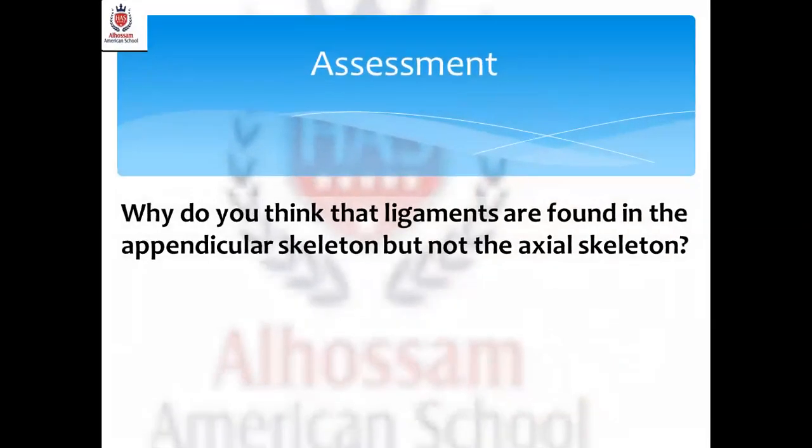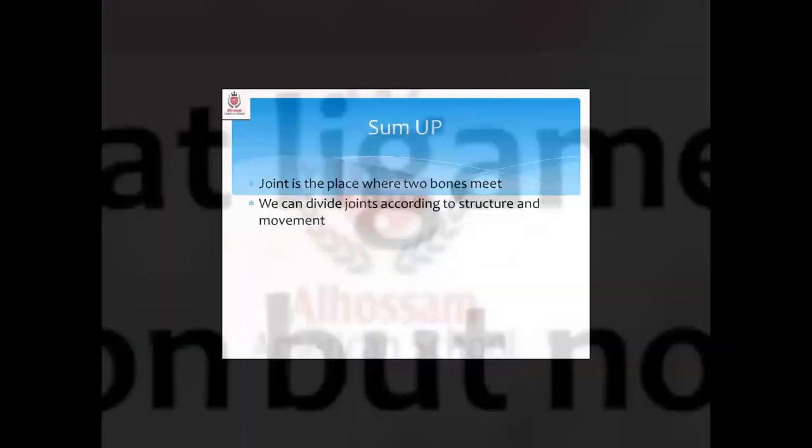I need you to think about the answer to this question. Why do you think ligaments, which we talked about in the previous session, are found mainly in the appendicular skeleton? I told you that the appendicular skeleton is the skeleton that involves our limbs, but not the axial. Excellent. Because the appendicular skeleton needs to move. It contains most of the synovial joints, and it needs to be supported. As long as there is great movement, it needs to be supported, and that's why ligaments are mainly found here.